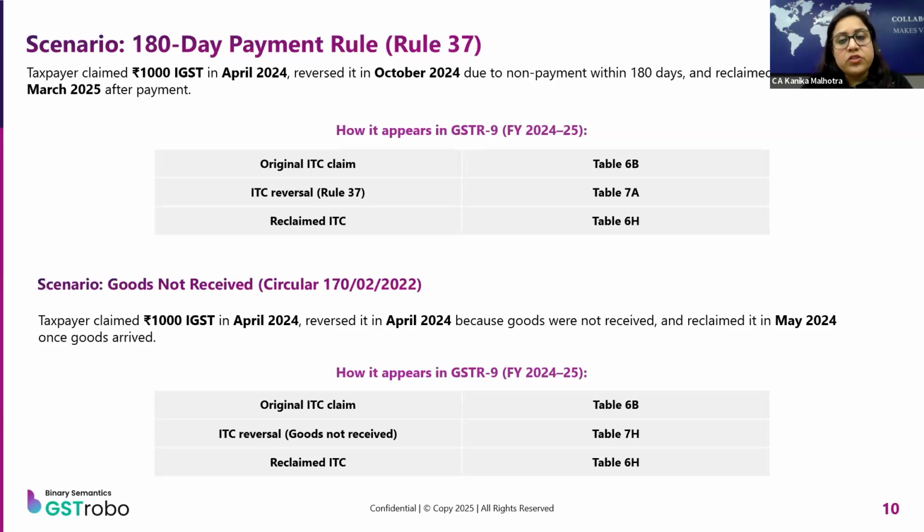Now the relevance of table 6H. As it is a rule 37-37A case for this financial year also, this particular reclaiming belongs to this particular financial year 24-25. So it will be reclaimed through table 6H.